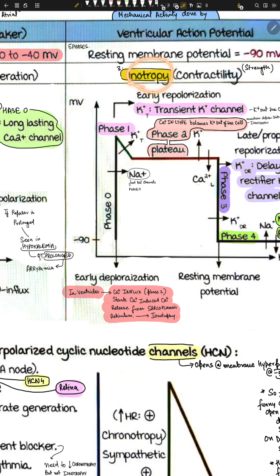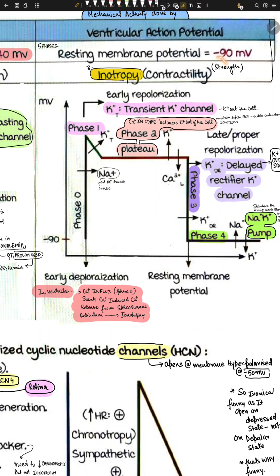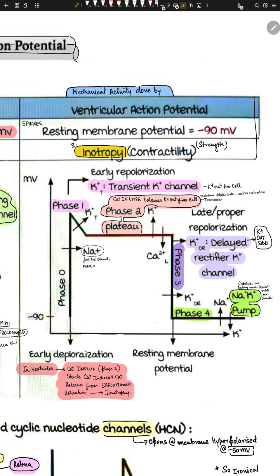So the resting membrane is around minus 90 millivolt. Usually the cells rest at around minus 90 millivolt, and they have to get depolarized. Once they get depolarized, they show a contraction, and that contraction is known as systole, and this relaxation is called diastole.